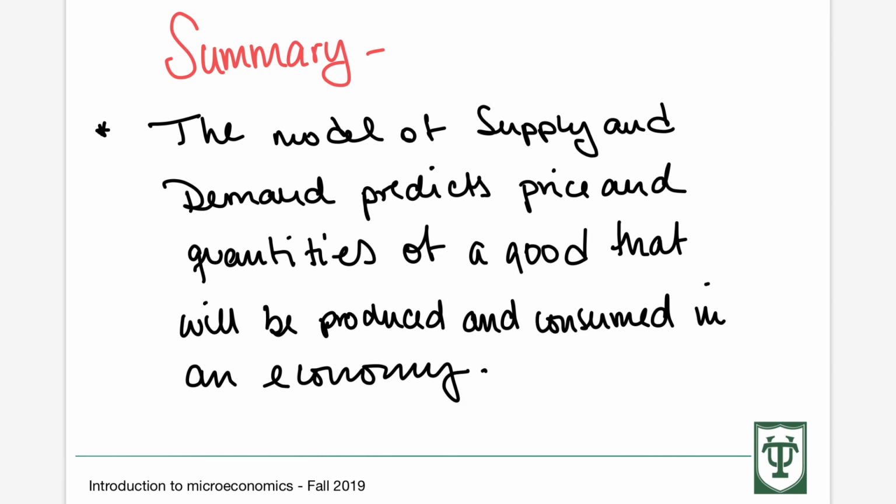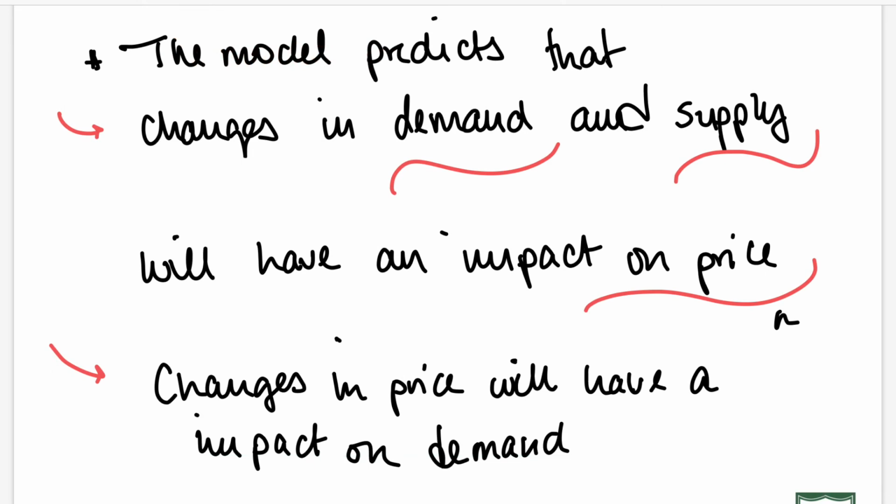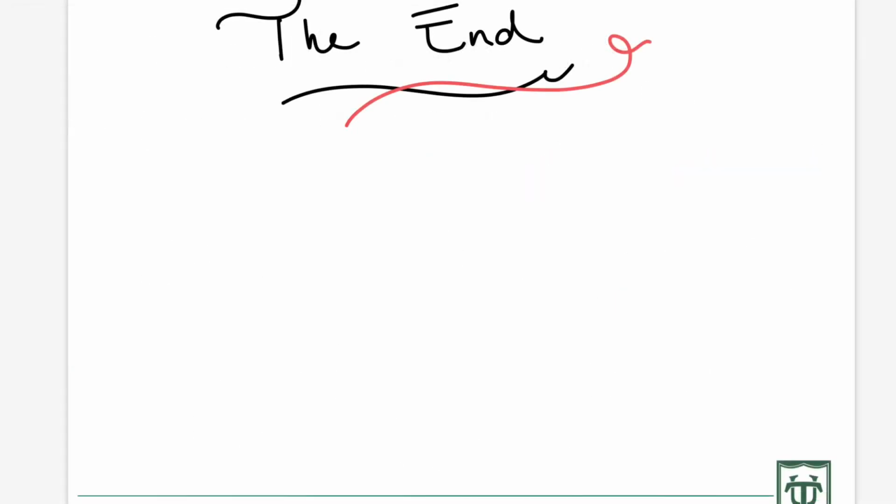So, as a summary, the model of supply and demand predicts the price and quantities of a good that will be produced and consumed in an economy. Also, the model predicts that changes in demand and supply will have an impact on price. And finally, the last prediction is that a change in price will have an impact on demand for a good.